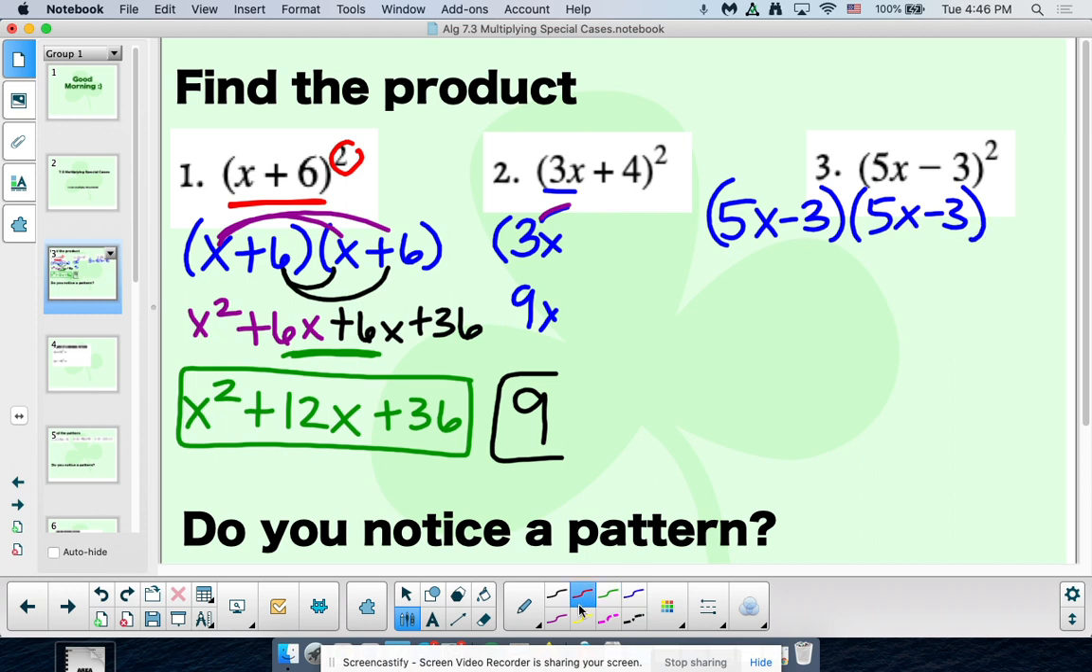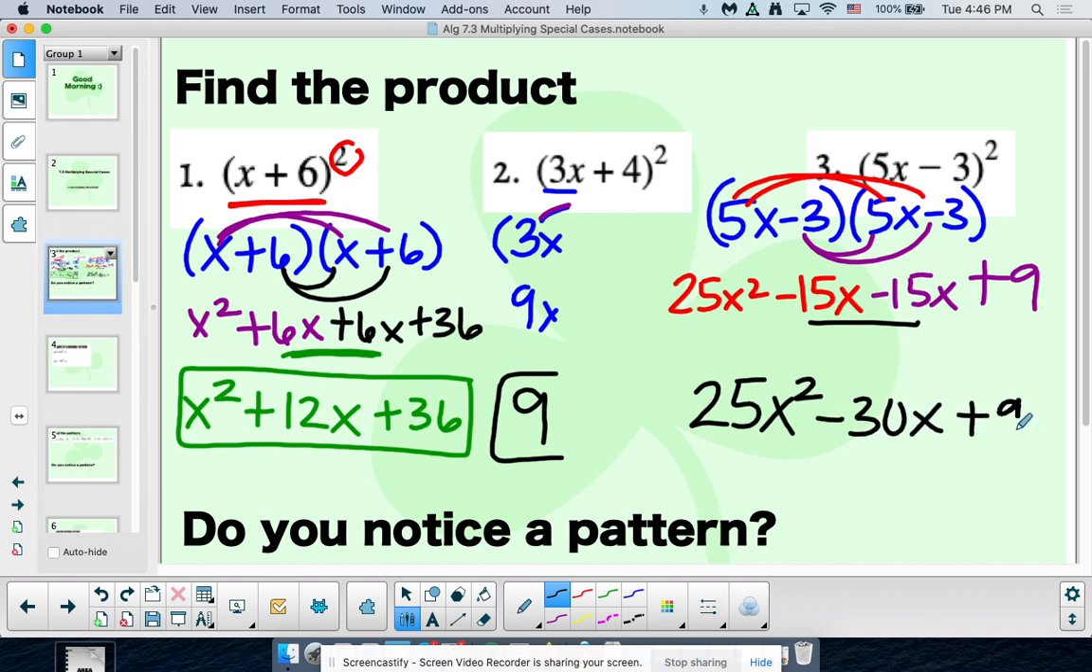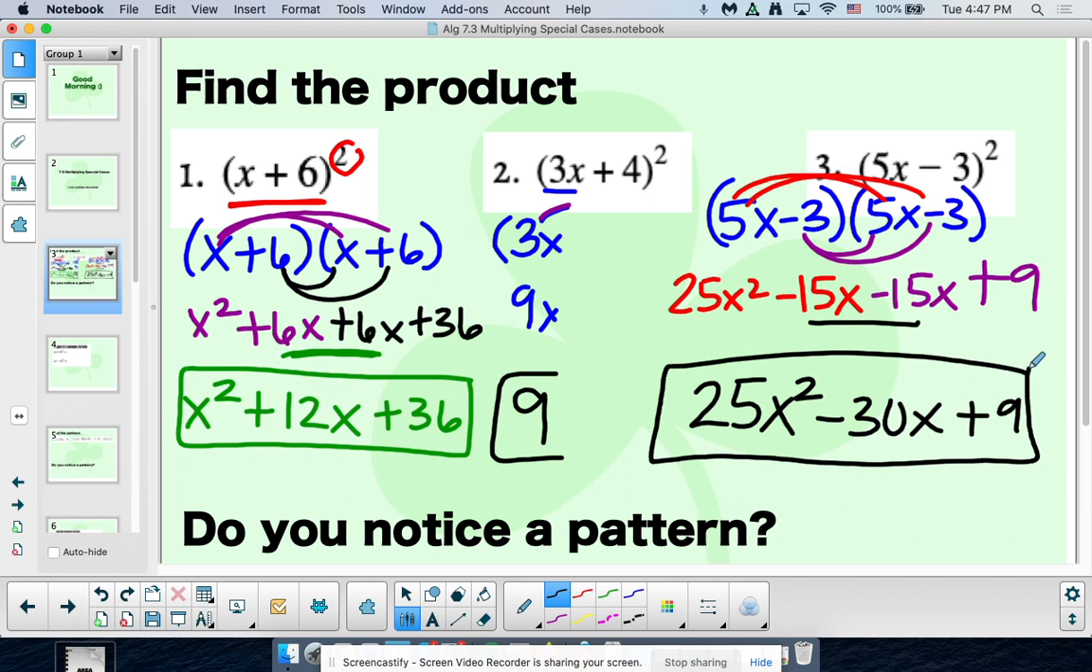FOIL this out. 5x times 5x is 25x squared. 5x times negative 3 is negative 15x. Negative 3 times 5x is negative 15x. And negative 3 times negative 3 is 9. Add our middles together. We're at a final answer of 25x squared minus 30x plus 9. How'd you do? Pat yourself on the back if you got it right.